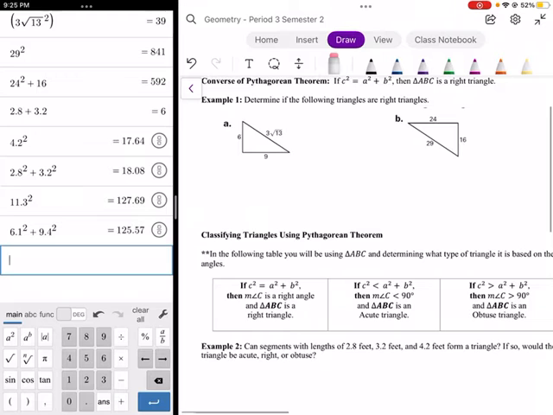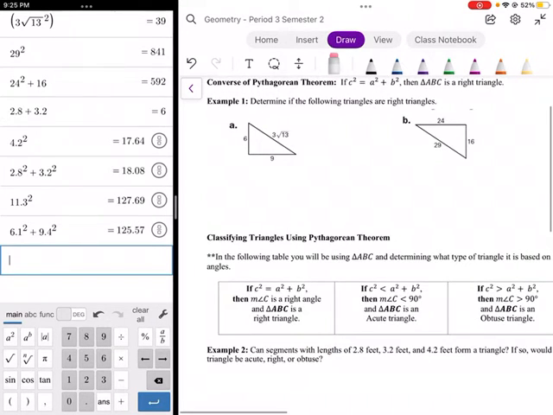So for example 1, we are going to determine if the following are right triangles. Remember, c squared is always going to be the largest value. So in this case, c is going to be 3 square roots of 13. We are going to plug it into the formula to see if this is going to be a right triangle.